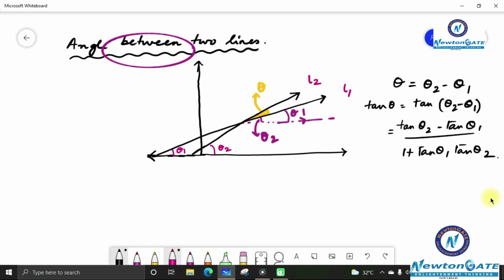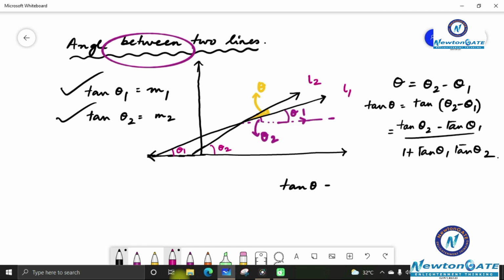Okay. So this is by the definition of trigonometry that we have learned. So here, as we all know, tan theta 1 was the slope of the first line and we can take it as m1, and tan theta 2 is m2. So if I put these values over here, what do I get? Tan theta, that is the angle between these two lines, is equal to m2 minus m1 divided by 1 plus m1 m2.